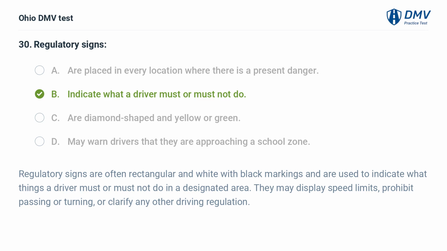B. Indicate what a driver must or must not do. Regulatory signs are often rectangular and white with black markings and are used to indicate what things a driver must or must not do in a designated area. They may display speed limits, prohibit passing or turning, or clarify any other driving regulation.